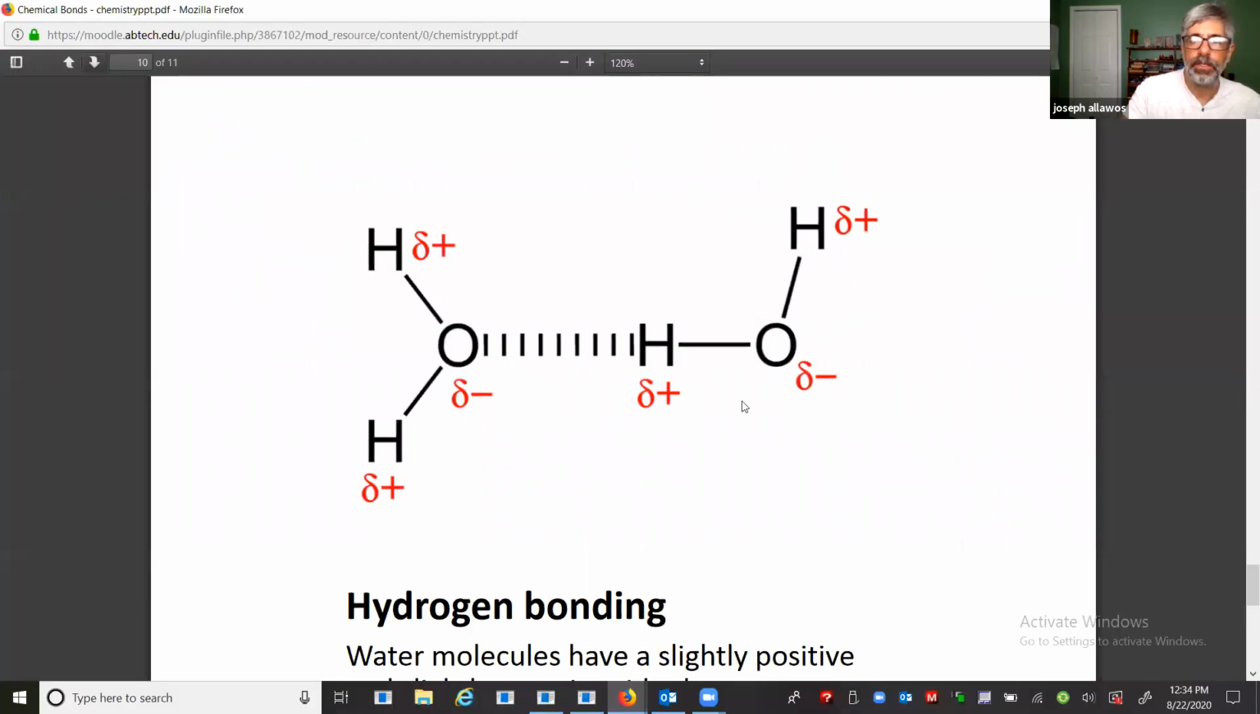And you can see in this image there are these dotted lines showing the slightly negative and slightly positive sides of the water molecule wanting to stick together.